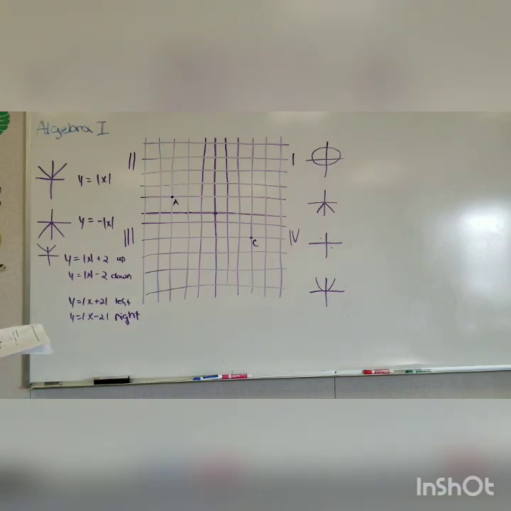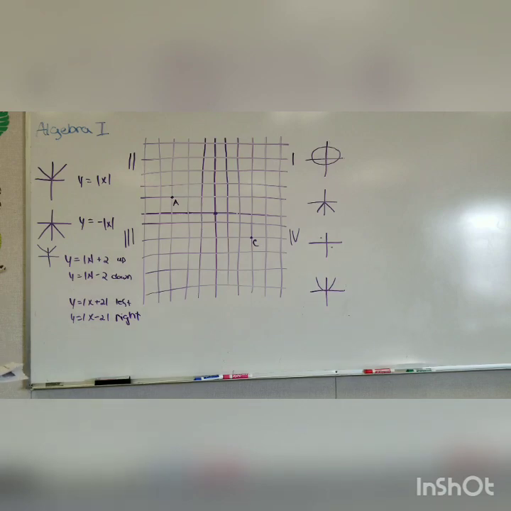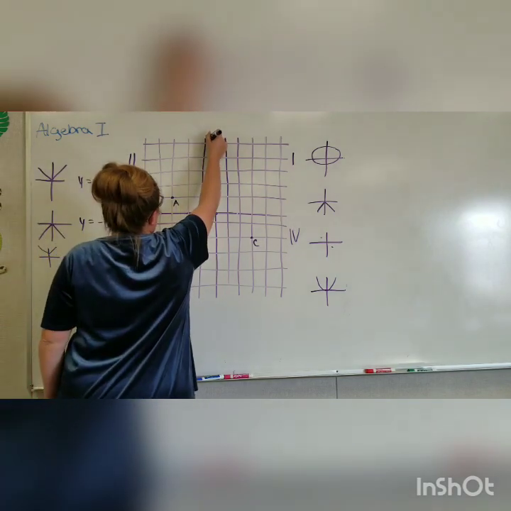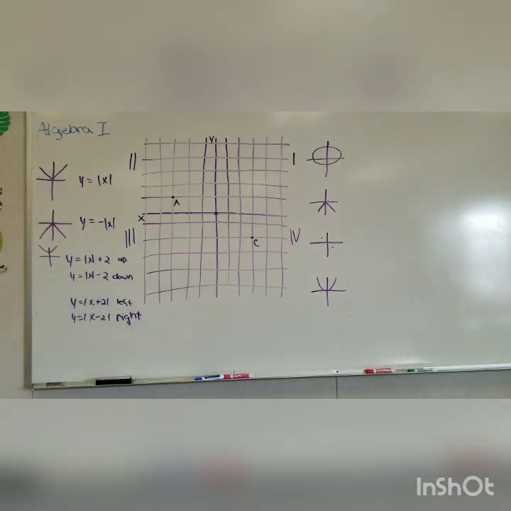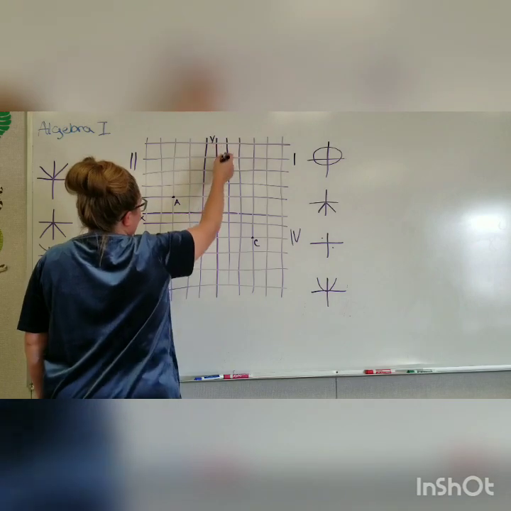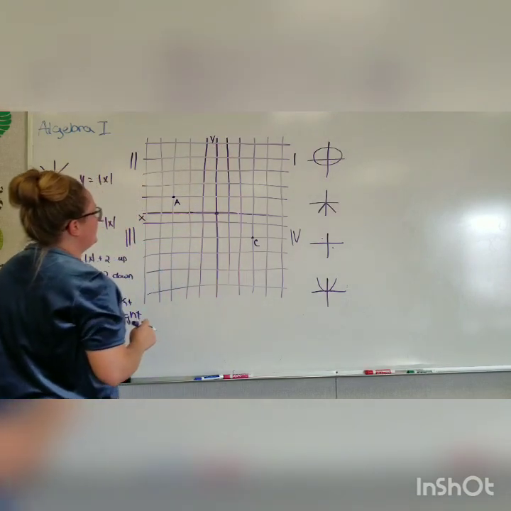Problem number 4 is a true and false question. It says a line that is parallel to the y-axis, slope is undefined. So the y-axis is the one that goes up and down, and the one that moves left and right is your x-axis. So a line that is parallel to the y-axis, going this direction, has a slope that's undefined.